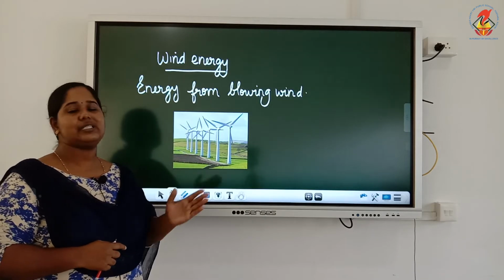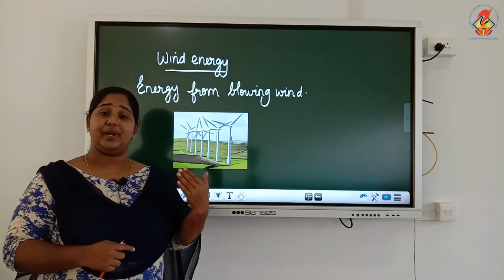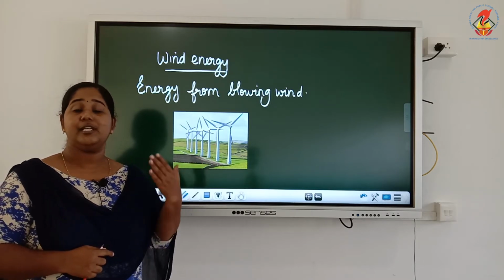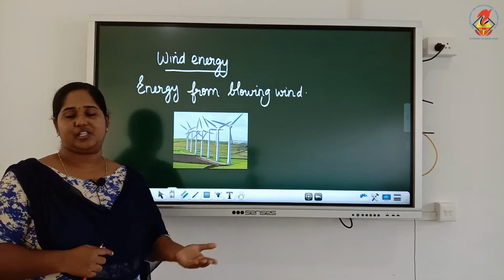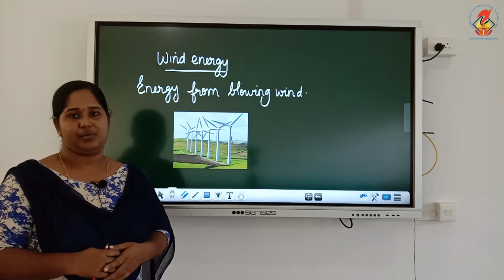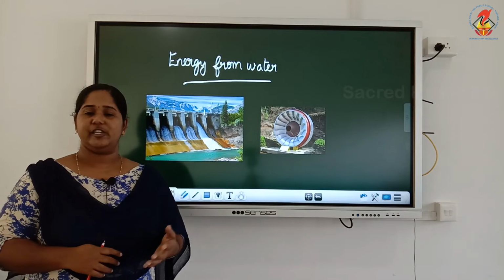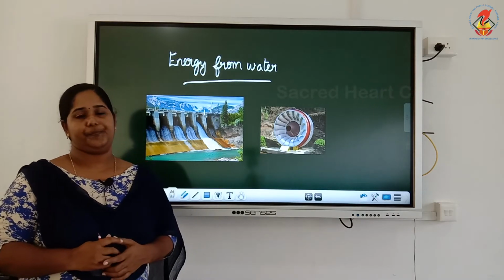But these windmills cannot be set up everywhere. They should be in places where we get plenty of wind blowing along the direction to turn the blades of the windmill. Okay. Next source of energy is energy from water, or hydropower.